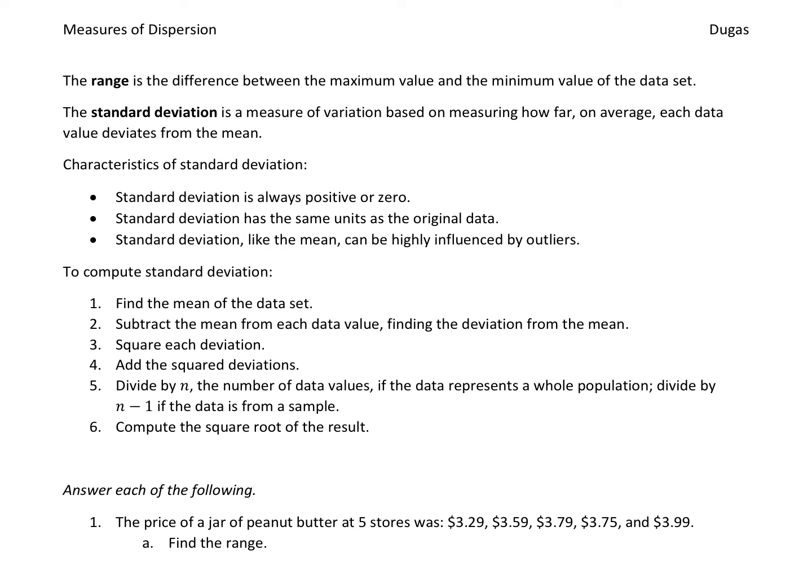We will be discussing measures of dispersion or measures of variation. So variation is how much something varies from one thing to the next. So that's what this is about.